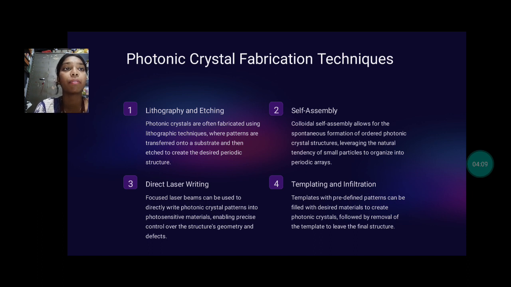In photonic crystal fabrication technologies: lithography and etching, self-assembly, direct laser writing, templating and infiltration. In lithography and etching, photonic crystals are often fabricated using lithographic techniques. In self-assembly, colloidal self-assembly allows for the spontaneous formation. In direct laser writing, focused laser beams can be used to directly write photonic crystal patterns into photosensitive materials, enabling precise control over the structure's geometry and defects.